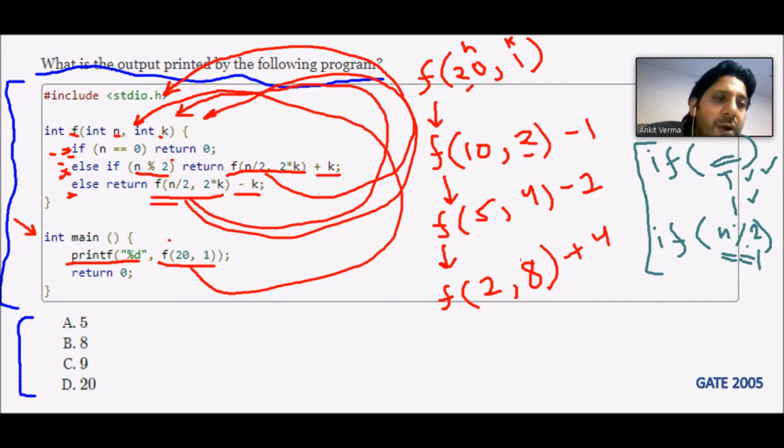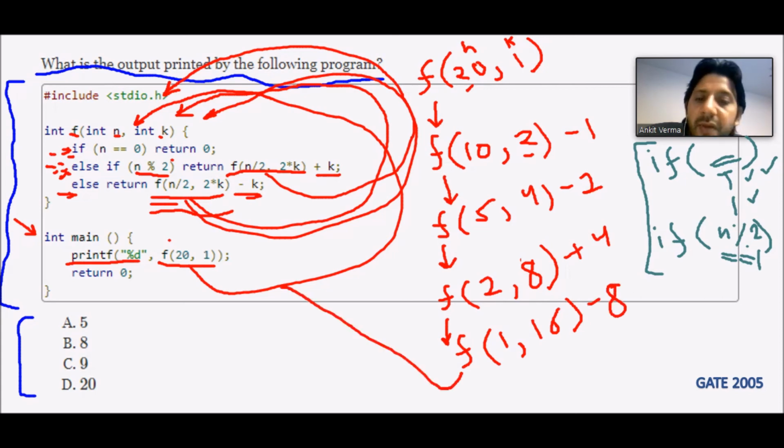Now n is not equal to 0. Again n mod 2, which is 2 mod 2, is 0, but we want 1. So this statement will not run. It will run the return part, f(n/2, 2*k) - k. So it is again calling f with n by 2, which means 2 by 2 is 1, 2 into k is 16, and minus k, which is minus 8.